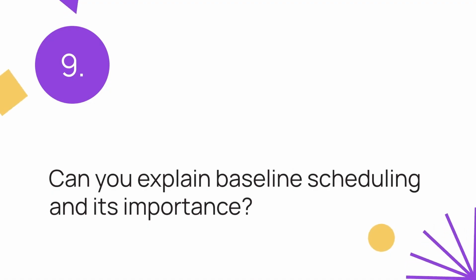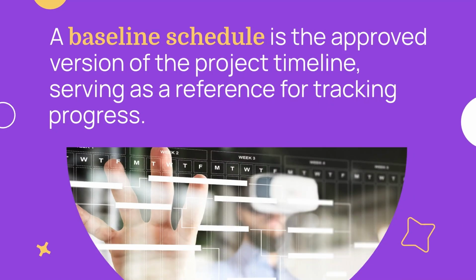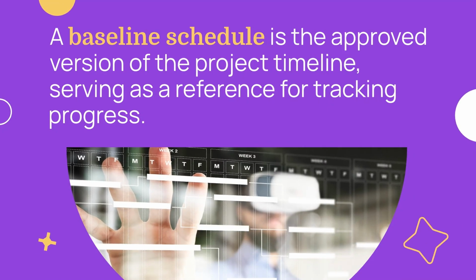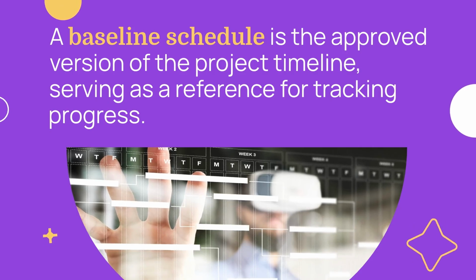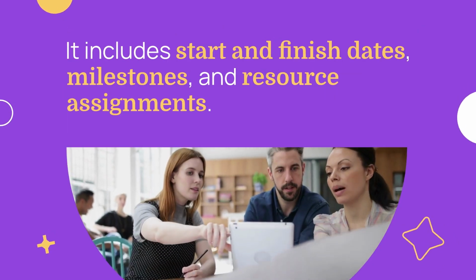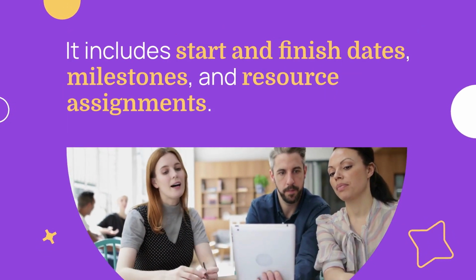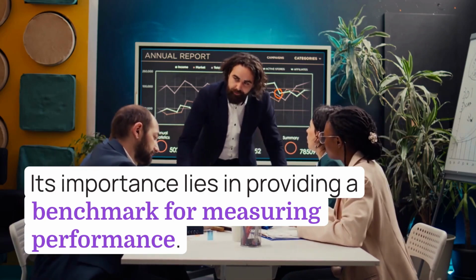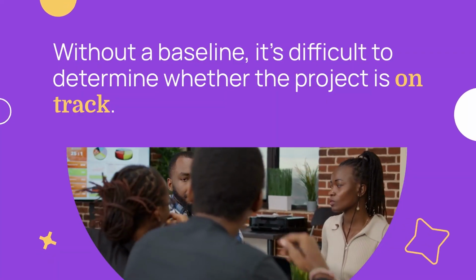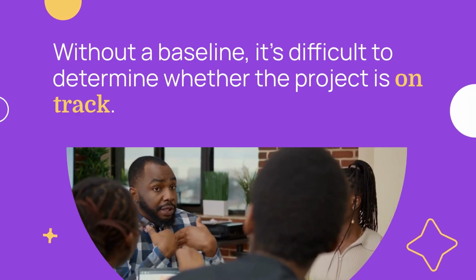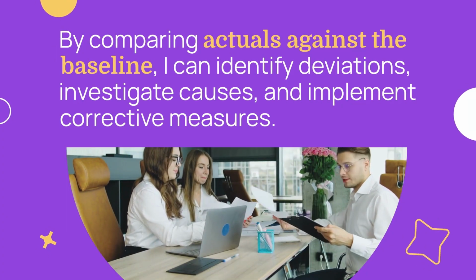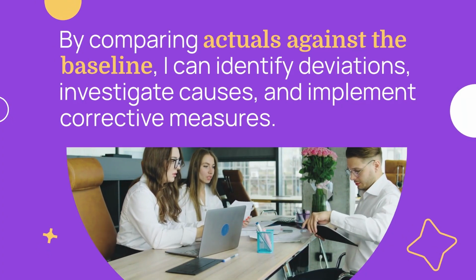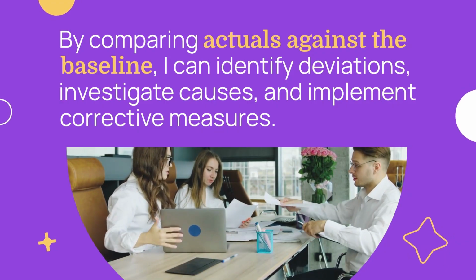9. Can you explain baseline scheduling and its importance? A baseline schedule is the approved version of the project timeline, serving as a reference for tracking progress. It includes start and finish dates, milestones, and resource assignments. Its importance lies in providing a benchmark for measuring performance. Without a baseline, it's difficult to determine whether the project is on track. By comparing actuals against the baseline, I can identify deviations, investigate causes, and implement corrective measures.